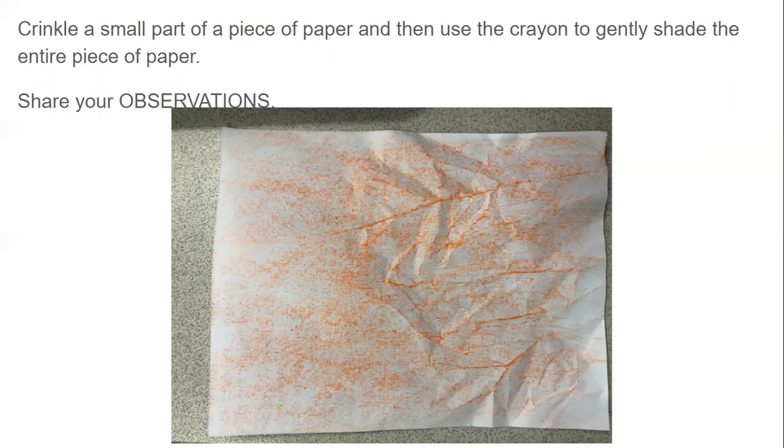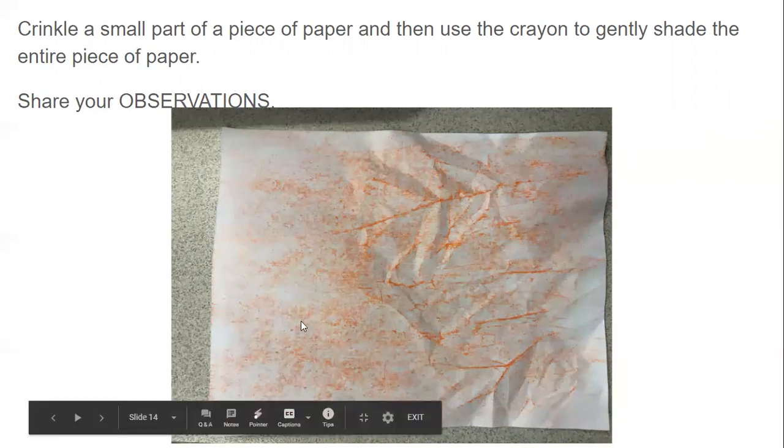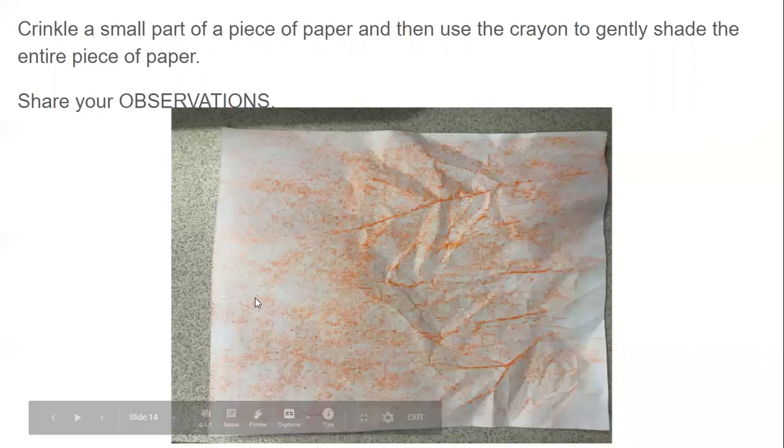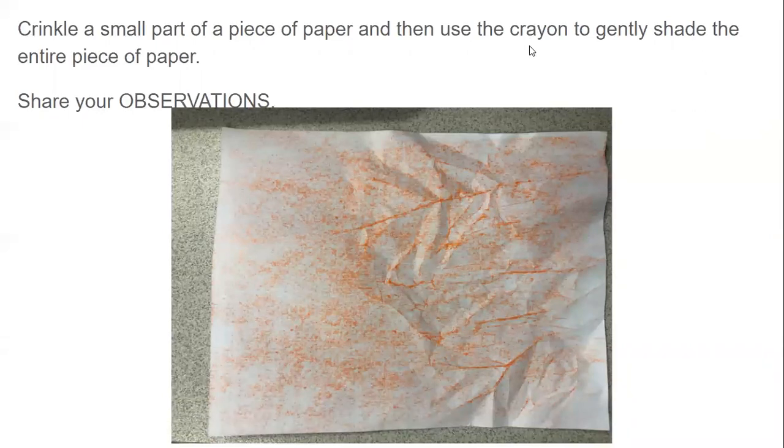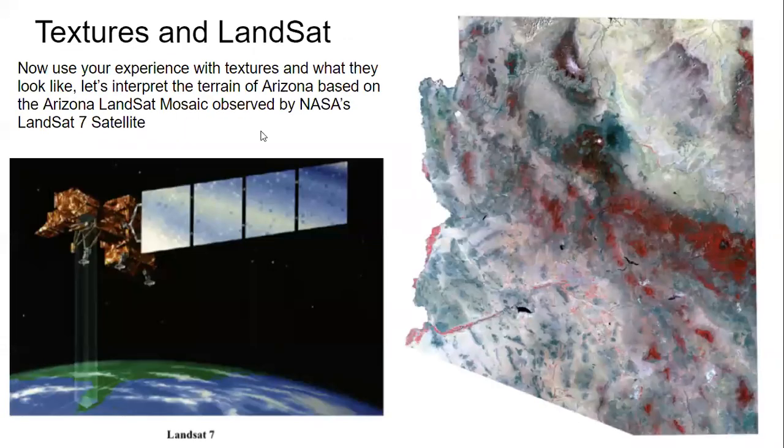And then what you'll see is the ridges that were made by crinkling the paper are highlighted. And so this looks kind of like a mountain range would look like in a Landsat satellite image. And then over here we have where it was left flat. This is what a flat texture would look like on the Earth when we're looking at Landsat images. And so this is Landsat 7.